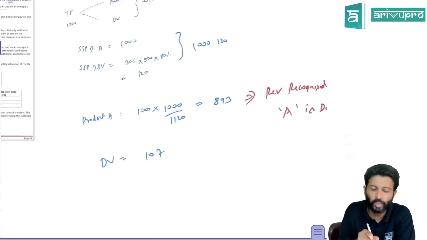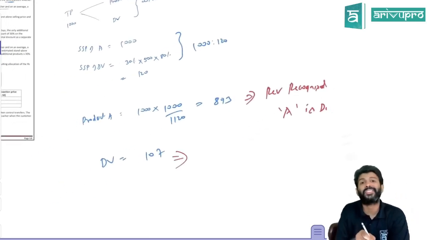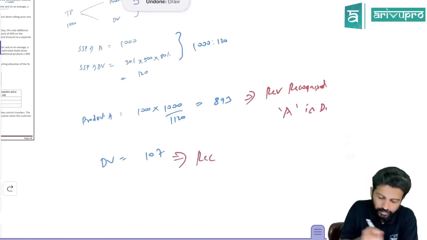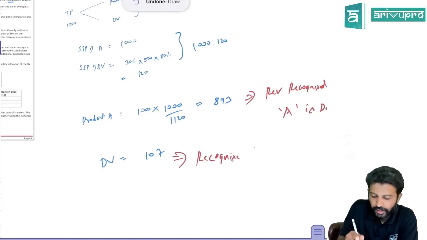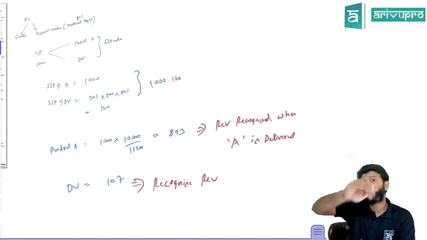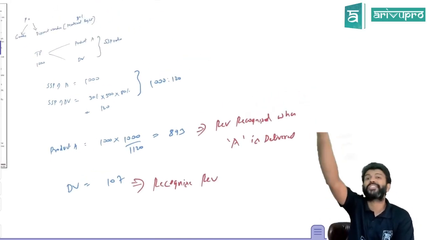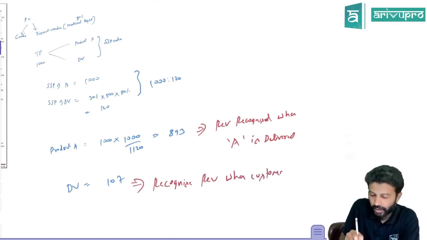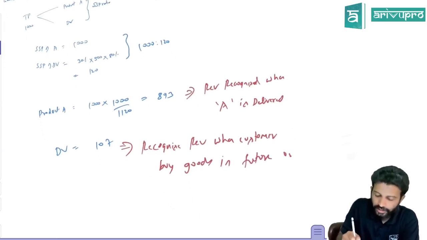What about this discount voucher of 107? You can recognize the revenue only when the customer uses it. This discount voucher will be utilized only when the customer purchases in future, right? So recognize revenue when the customer buys the goods in future, or when the discount voucher's time gets lapsed. The discount voucher will also have a time limit.